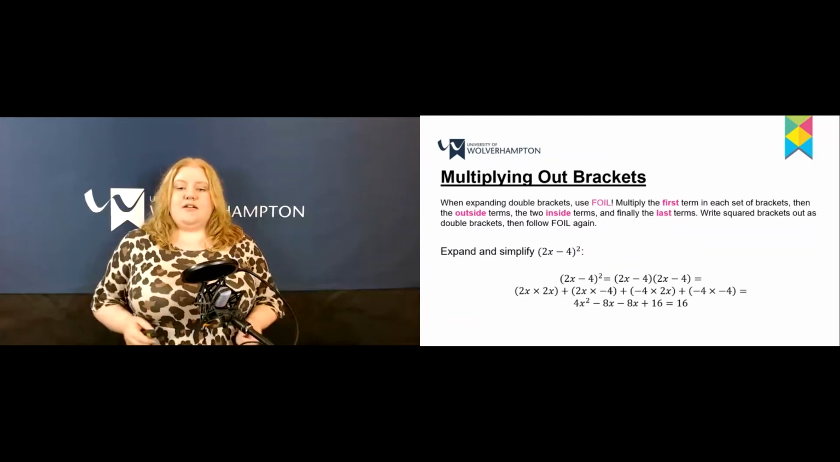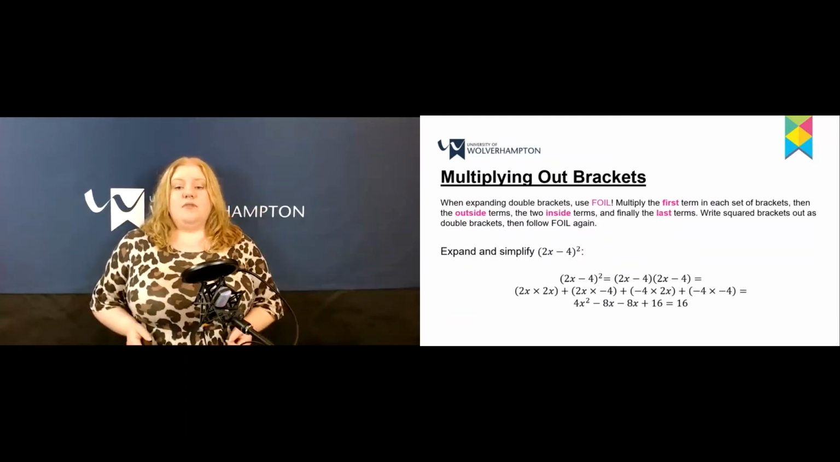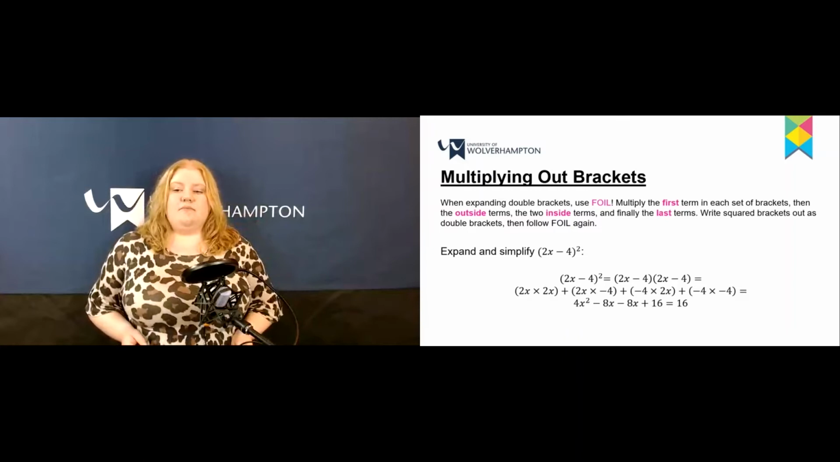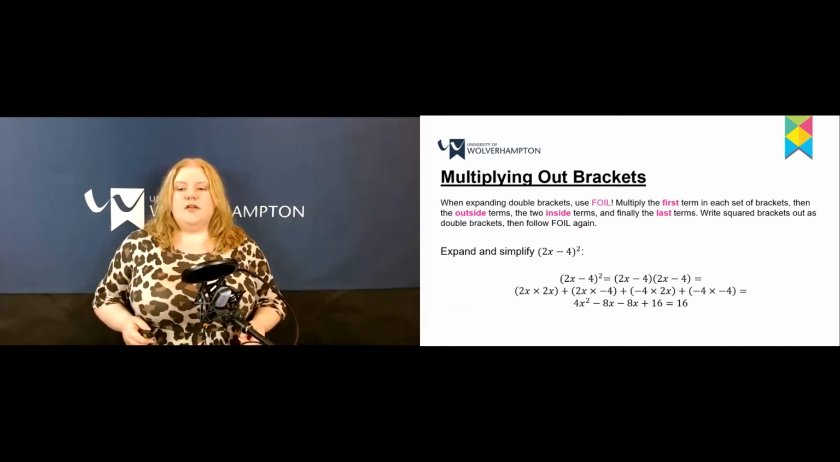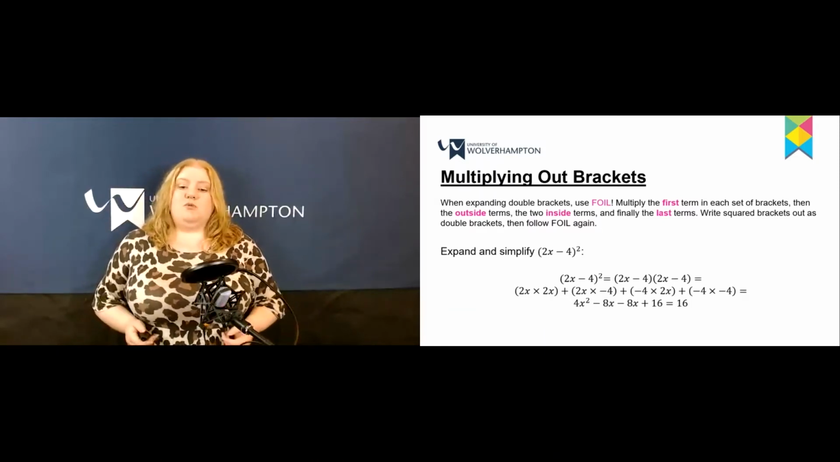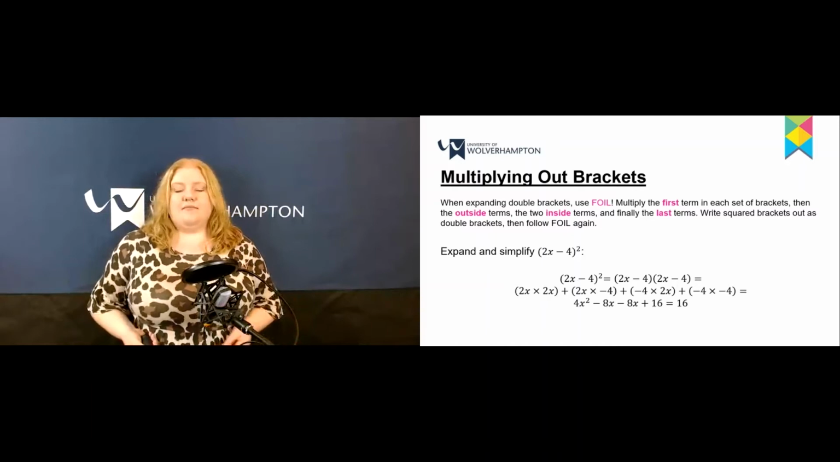So when you're expanding double brackets, use FOIL. Multiply the first terms, then the outside terms, the inside terms, and finally the last terms. Write squared brackets out as double brackets and then follow FOIL again. And there's the example below.